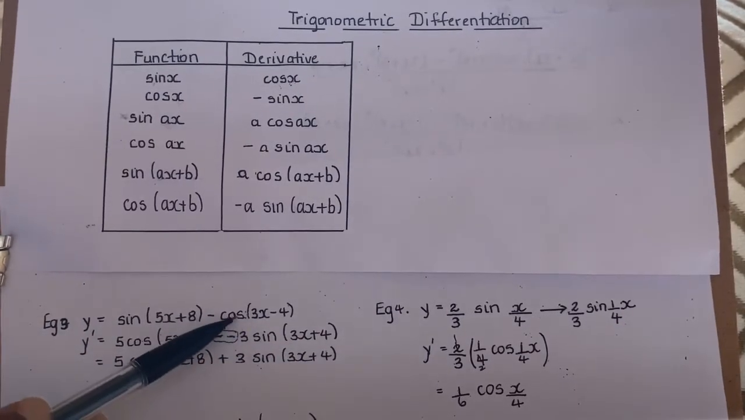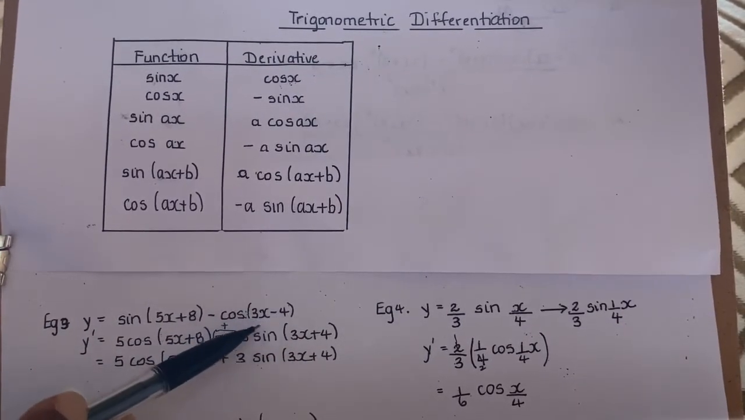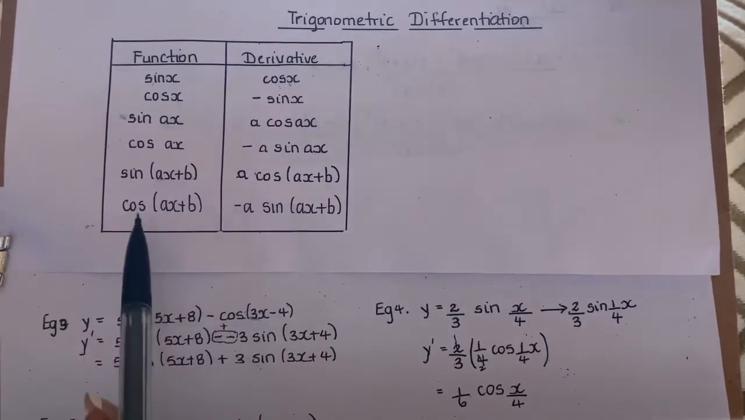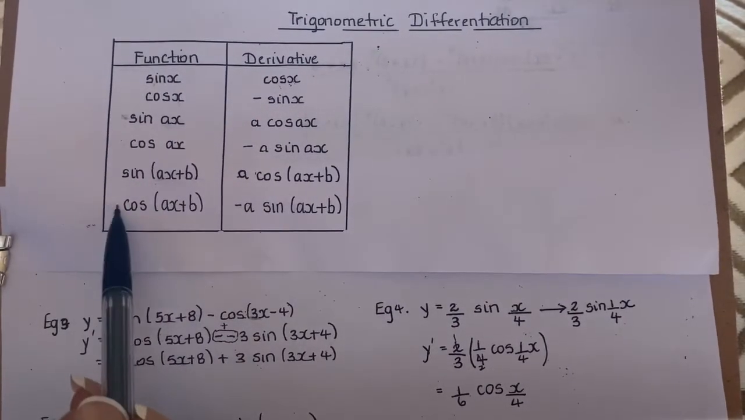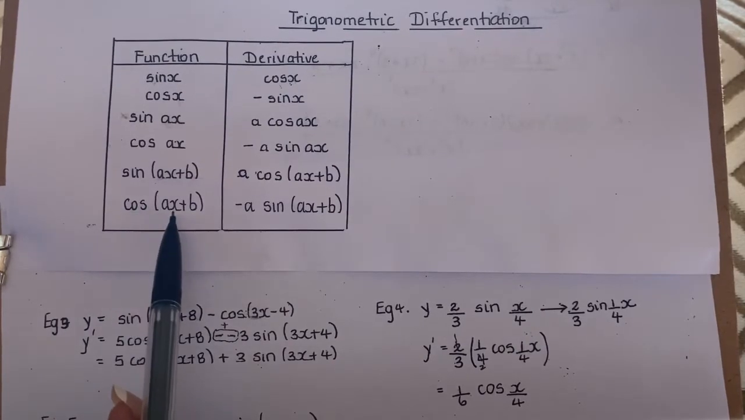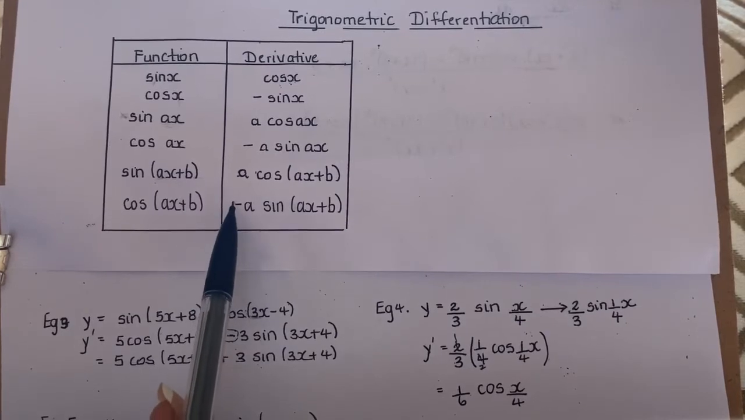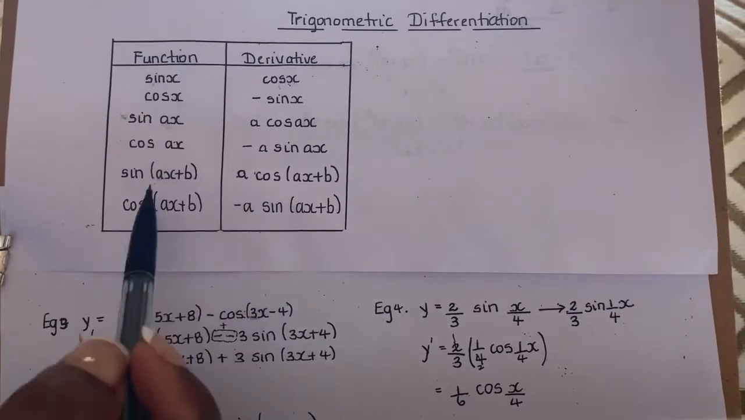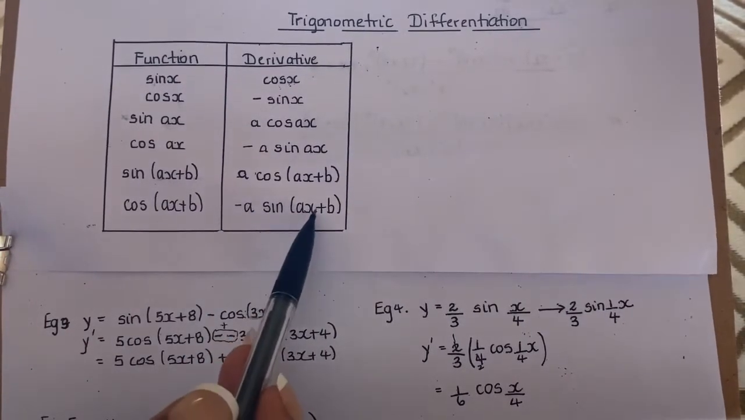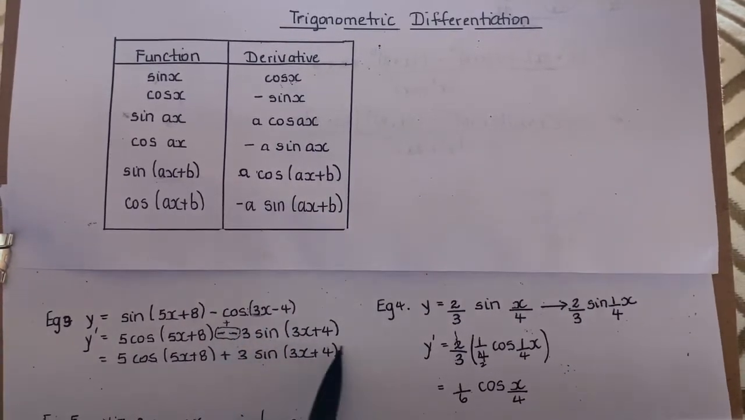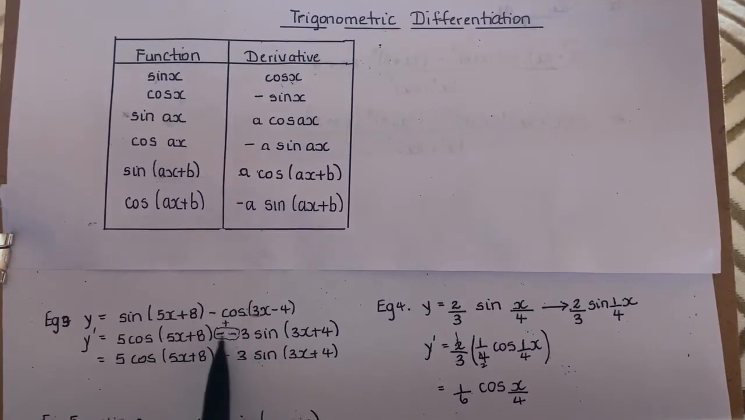Now for this part, cos 3x minus 4, 3 here is our a, and our function is in this form. So for cos 3x minus 4, the answer will be minus 3 sine 3x minus 4, as you see right here. And the two negative signs together become positive.